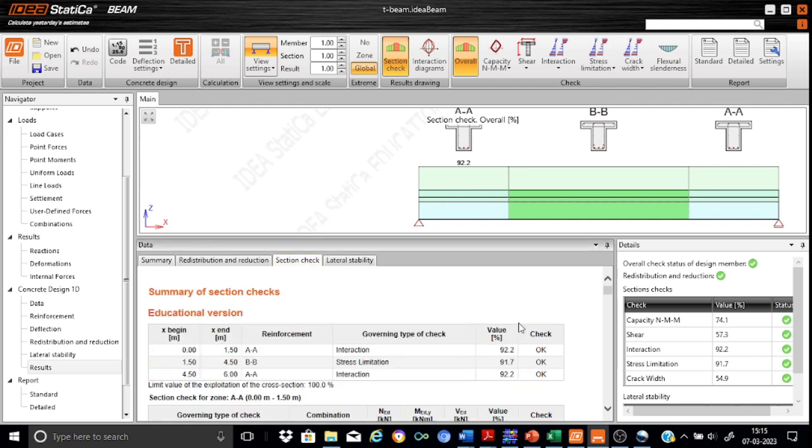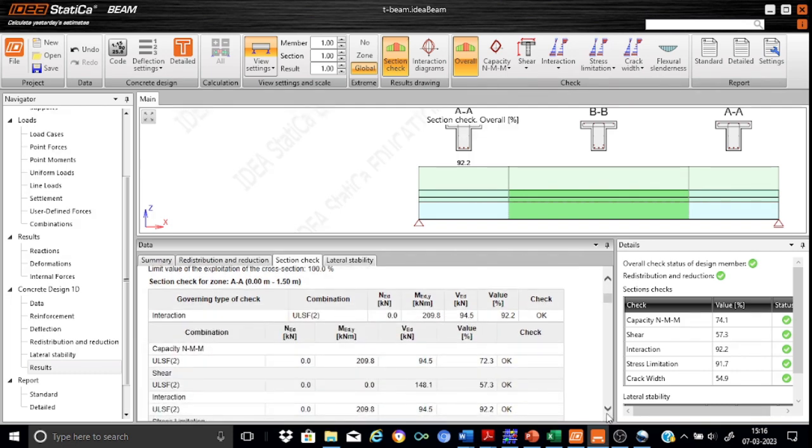For example, as far as section AA is concerned, the cross section is governed by the interaction between the moment and the shear, and the utility ratio is 92.2. Whereas as far as section BB is concerned, the capacity is governed by the serviceability criteria, that is the stress limitation, 91.7, that is okay. And you can see the details of this summary below.